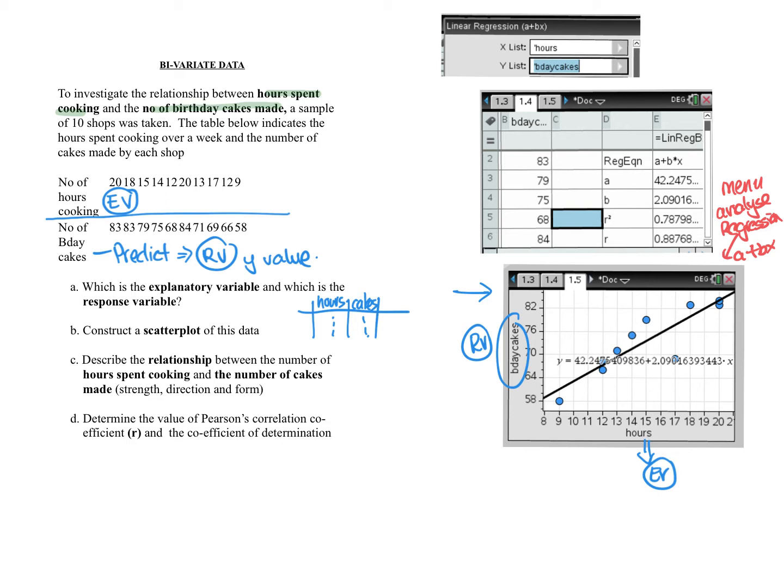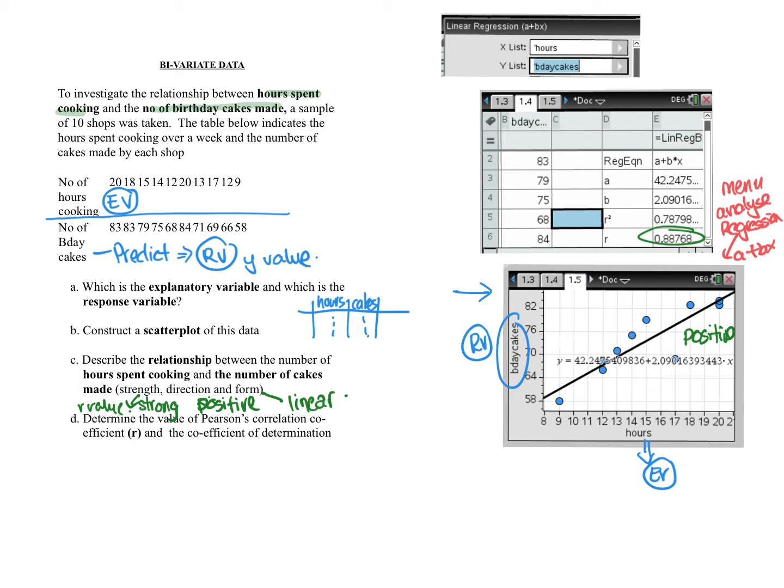Okay, that's if you want to get the equation, the line on there, so that might be helpful. Now it's asked us to describe the relationship between the number of hours cooking and the number of cakes in terms of strength. The strength is where we look at the R value. Over here I've got 0.88, so that is strong. The direction is positive, it's going up. So you can just write strong, positive, and it's following a straight line, so the form is linear.